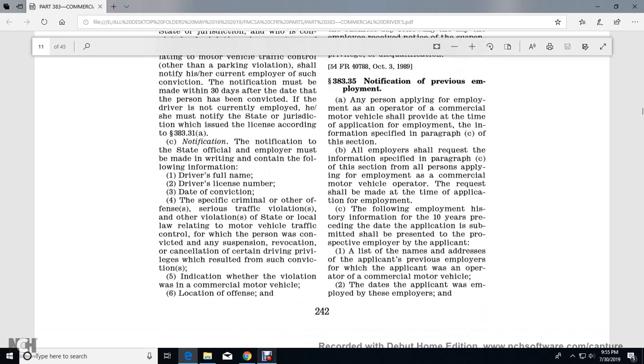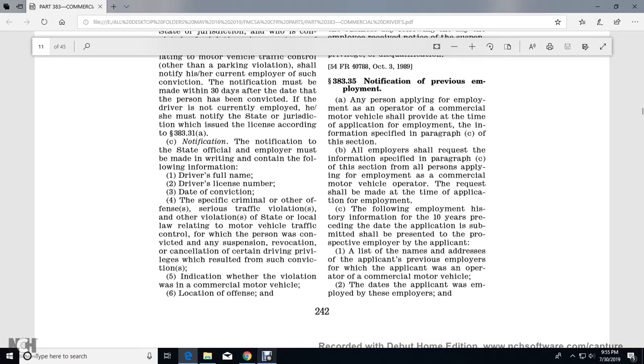383.35, notification of previous employment. Any person applying for employment to operate a commercial motor vehicle shall provide, at the time of the application for employment, the information specified in paragraph C of this section. All employers shall require the information specified in paragraph C of this section from all persons applying for employment as a commercial motor vehicle operator. The request will be made at the time of the application for employment.